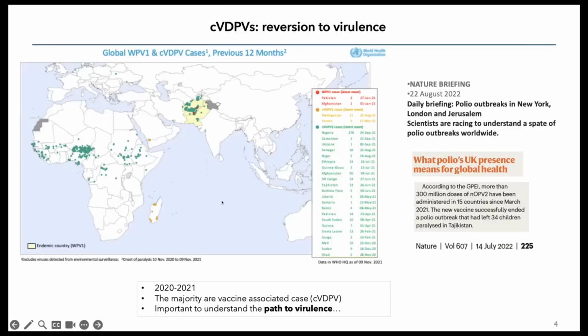Not only that, but closer to home, new cases of a polio outbreak in New York, London, and Jerusalem were detected. So these viruses do not circulate only in these areas where you can absolutely see manifestations of the infection, but also can easily be circulating in Europe, United States, and other places.